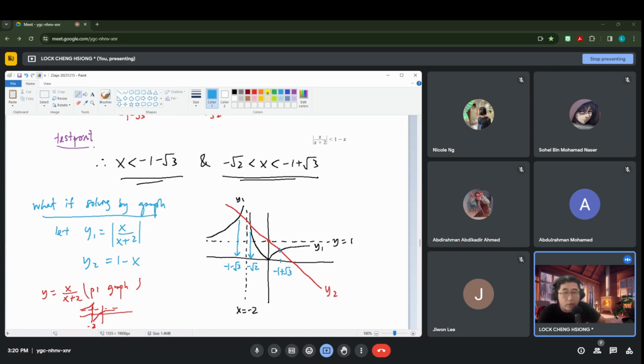In order to answer the inequality question, that modulus of x plus 2 is lesser than 1 minus x, this is the same as saying y1 lesser than y2. Okay, I better look at the black color. So which is the region where the black is below the red? The region where the black is over here and over here. That's the two answers.